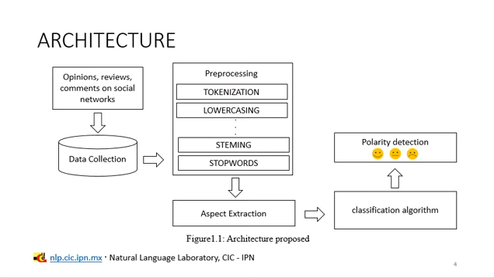The architecture proposed consists of four main modules, which are the following. Data collection, where a specific set of opinions and reviews from social media will reside. Pre-processing, aspect extraction, where we will extract the most important attributes of a review, and classification, in which we are able to classify the entities of a review into a positive, neutral, or a negative sentiment.